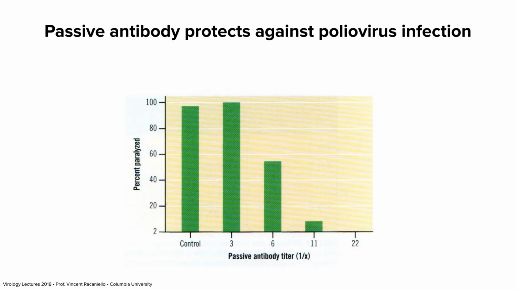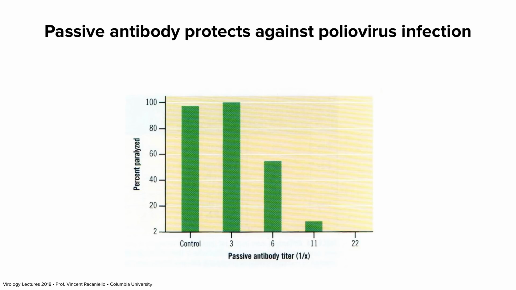So here's an example showing how a passively administered antibody prevents polio infection. This is called passive protection because you're giving the product of the immune response, as opposed to if you immunized these animals with virus and waited for them to make an immune response. That would be an active vaccine.